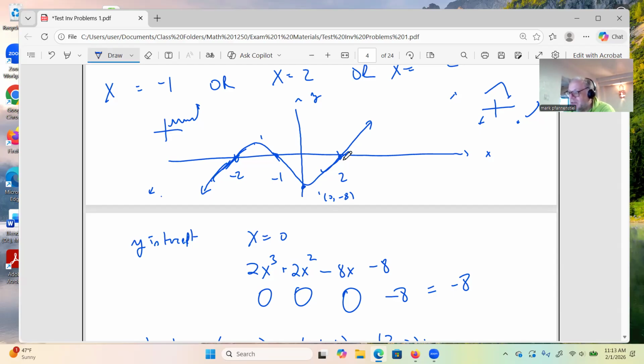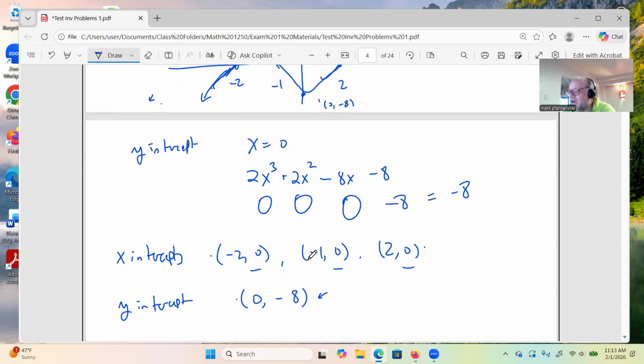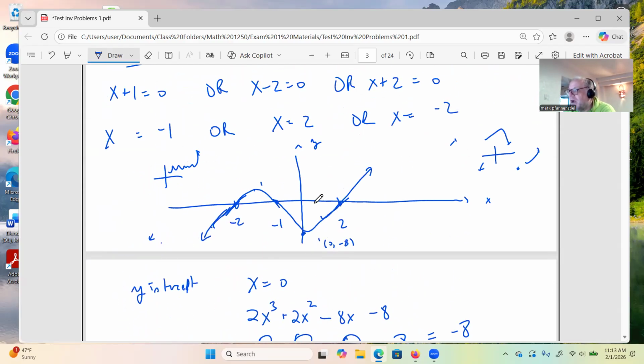So we have all the intercepts sitting here. We have the y-intercept sitting here. We have our end behavior. We're good with this problem. We're going to call it done.